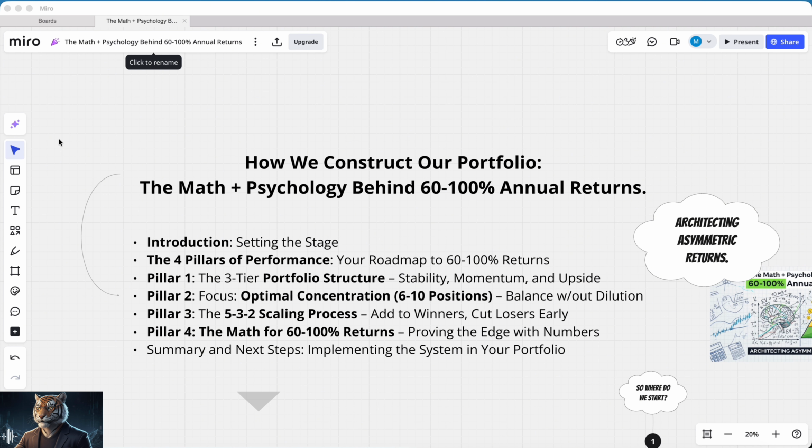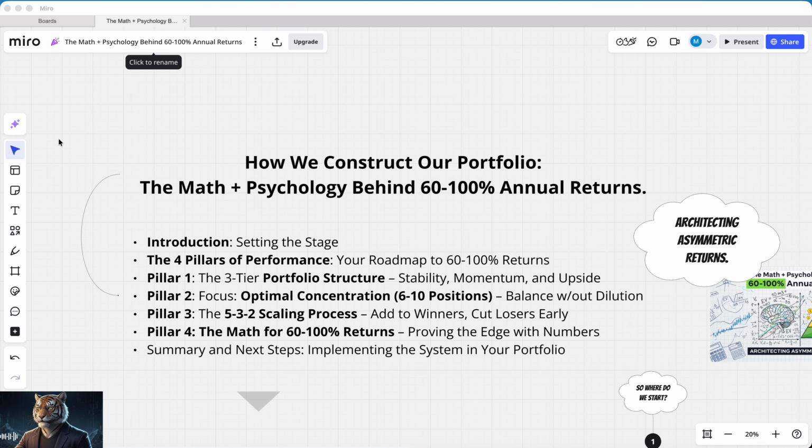Let's talk about what we're going to cover today. Let's then jump into each one of the four pillars that drive that type of performance. We're going to cover portfolio structure, optimal concentration and the number of positions, the scaling process and the process for sizing and letting the winners run and then cutting the losers early. And we're also going to unearth and explain the whole math behind 60 to 100% in annual returns, proving and showing the edge. Again, if you cannot show the edge, you're probably not going to be able to achieve it.